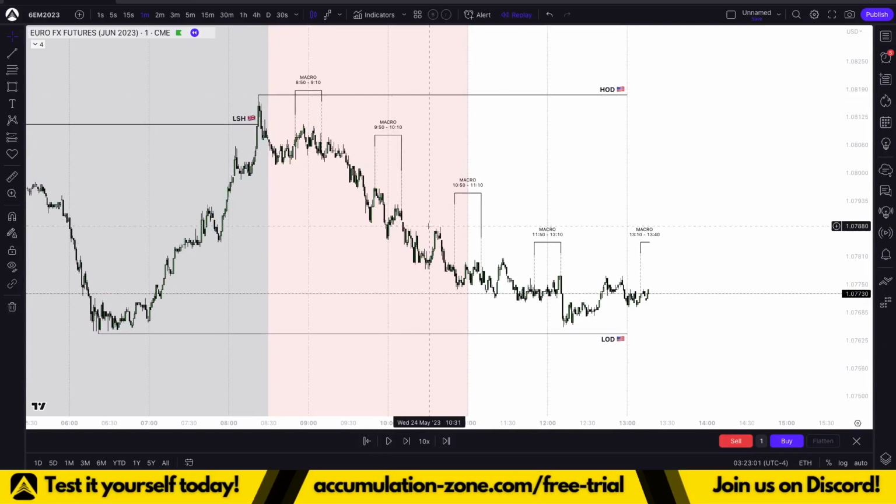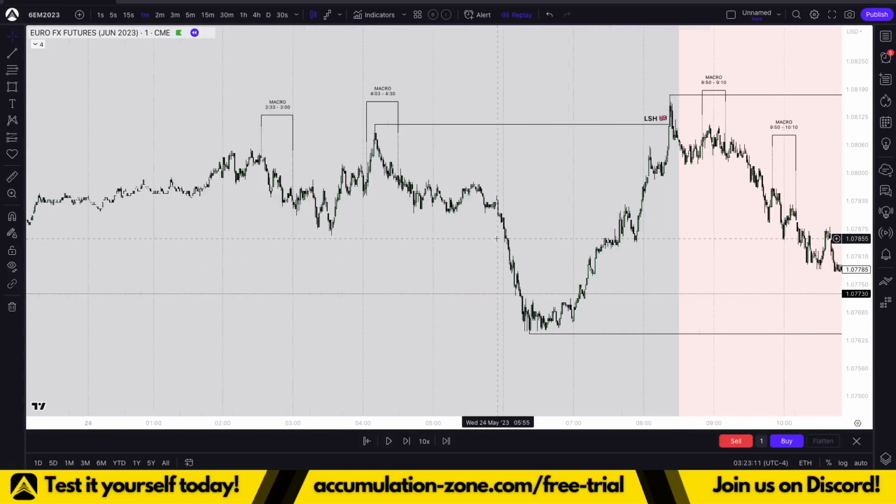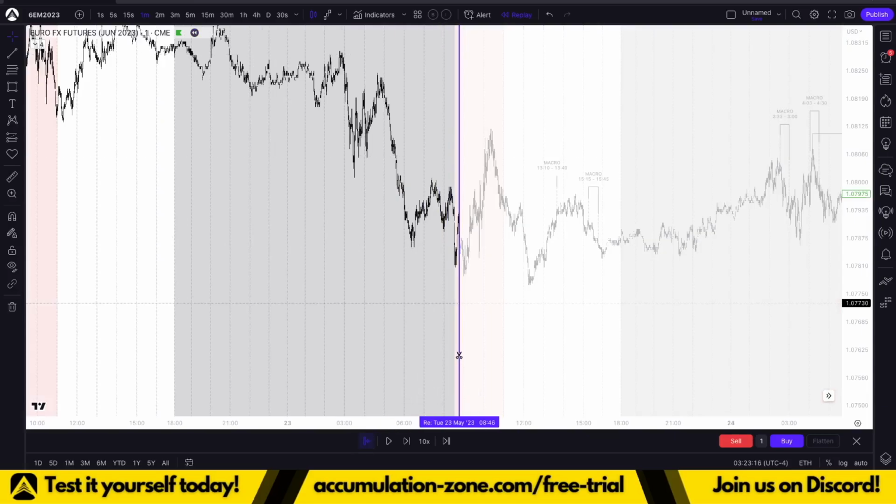And by that time we would have very likely had a setup on the S&P 500 if we swap between the Euro FX futures and this chart right here. Alright, so no trade day. We go to our next day. This would be Tuesday.